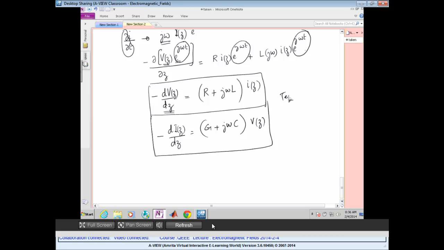Now these are the telegrapher's equations for the sinusoid, if I take the sinusoid in phasor form.